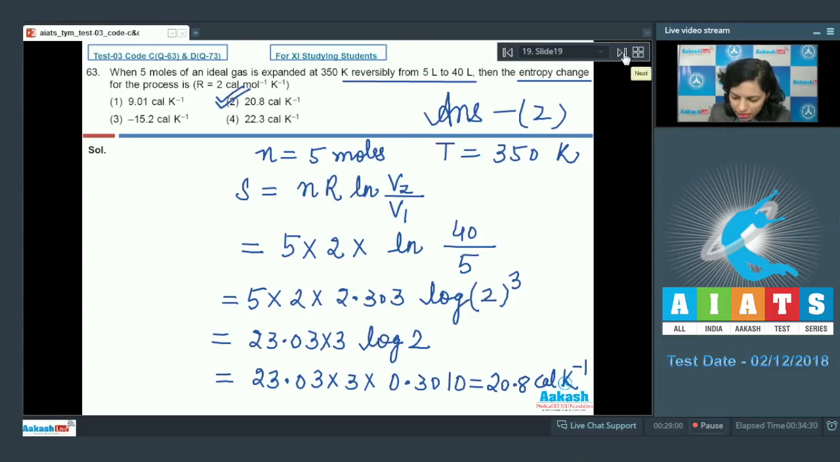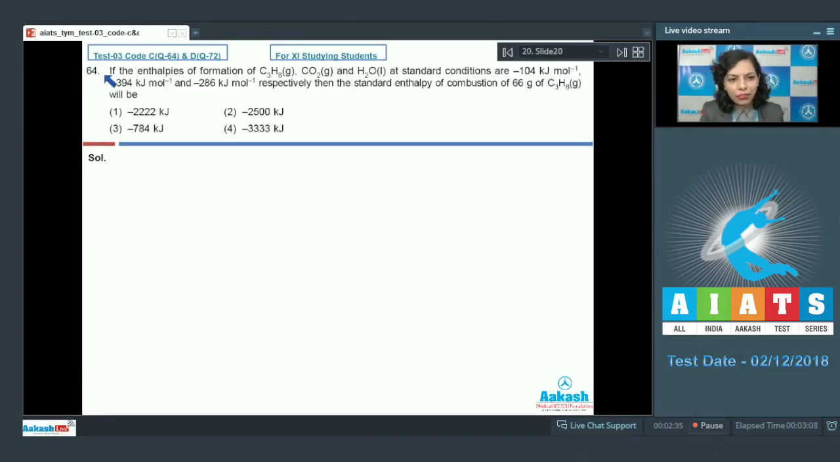Let's take question number 64. Question number 64. If the enthalpies of formation of propane, carbon dioxide and water at standard conditions are minus 104 kilojoule per mole, minus 394 kilojoule per mole and minus 286 kilojoule per mole respectively, then the standard enthalpy of combustion of 66 gram of C3H8, that is again propane, will be.